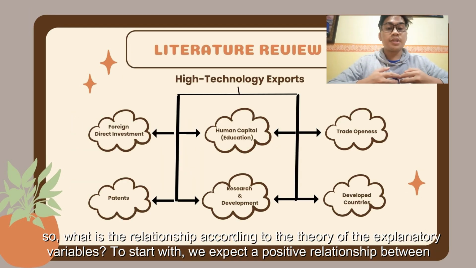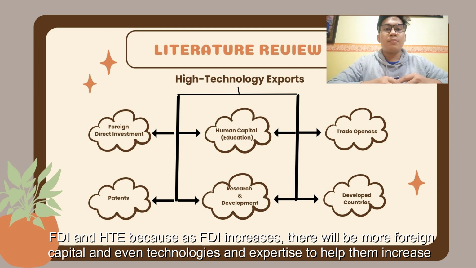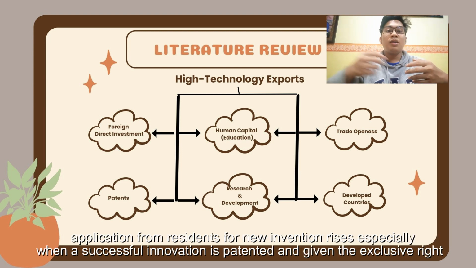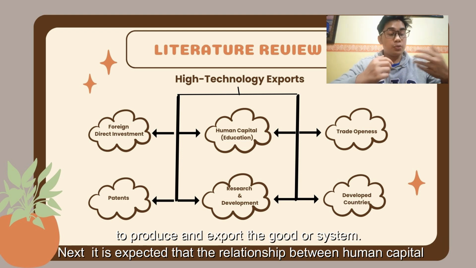So, what is the relationship according to the theory of explanatory variables? To start with, we expect a positive relationship between FDI and HTE because as FDI increases, there will be more foreign capital and even technological expertise to help the countries increase production and export their own high technologies. Next, we expect a positive relationship between patent and high technology export, as it is anticipated to increase as the number of patent applications from residents for new inventions rises, especially when a successful innovation is patented and given the exclusive right to produce and export the goods or system.